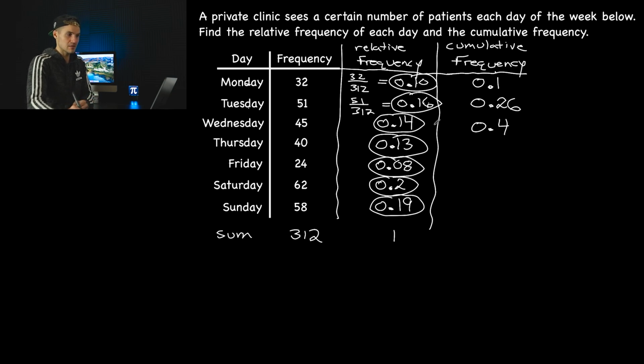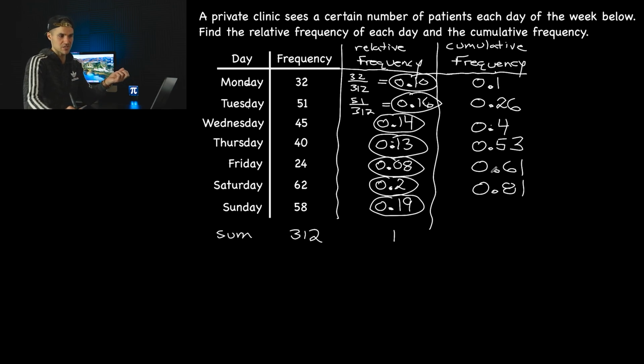Then on Thursday, we just add the cumulative frequency up until Wednesday plus the new one on Thursday, so that's going to be 0.53. So up until Thursday, including Thursday, 53% of the patients have been seen. Then 0.53 plus 0.08 is 0.61, so from Monday to Friday, 61% of the patients have been seen. Then 0.61 plus 0.2 is 0.81, so 81% of the patients have been seen from Monday to Saturday. And finally on Sunday, there's the 19% remaining, 0.81 plus 0.19 gives us 1.